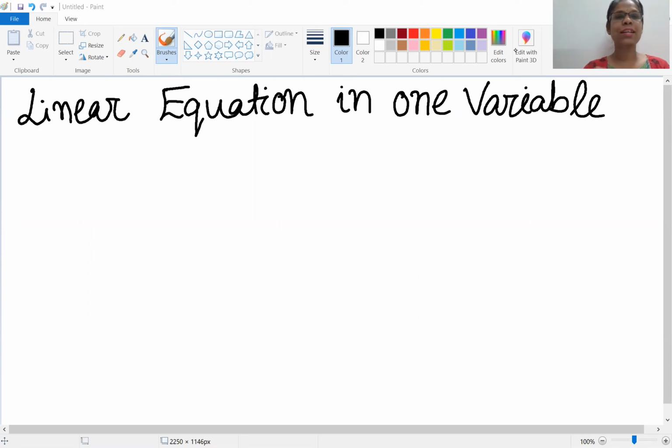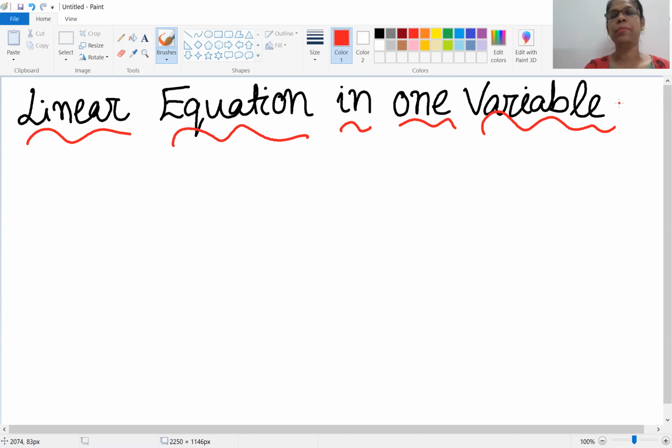Today's topic is linear equation in one variable. The topic name is linear equation in one variable. We'll learn today the linear equation. Before starting, I assume you all know about this topic. Am I correct? Yes, I assume that you know a few topics. So first of all, I'm going to review it.